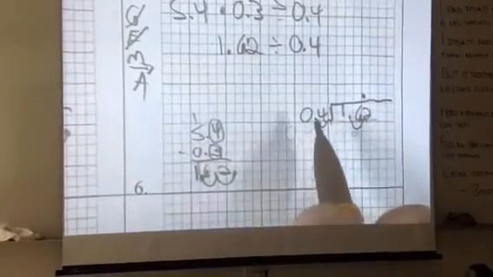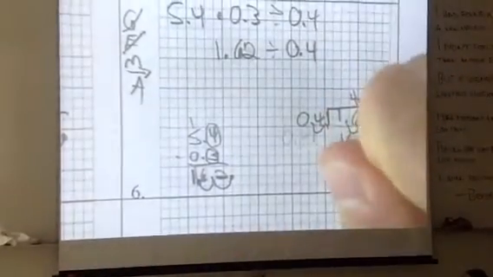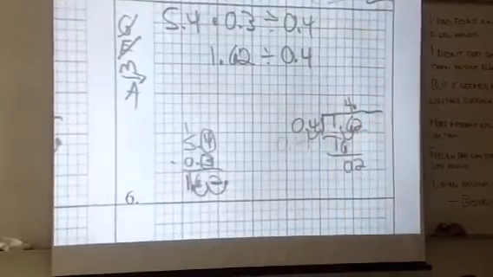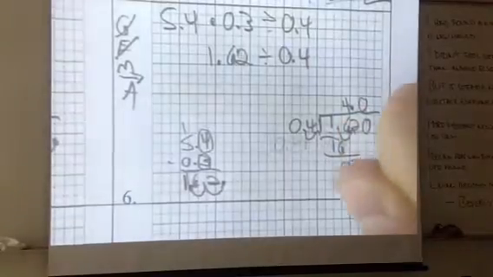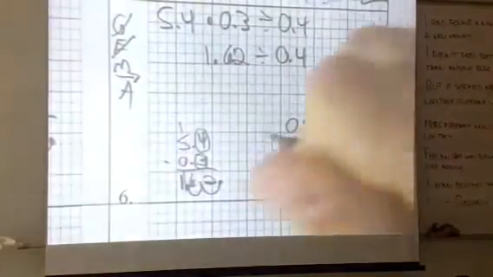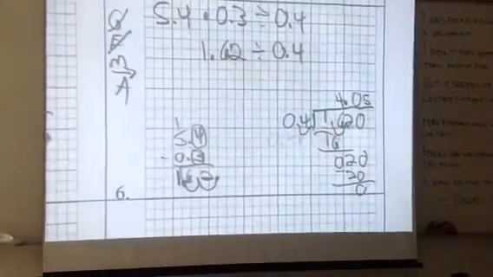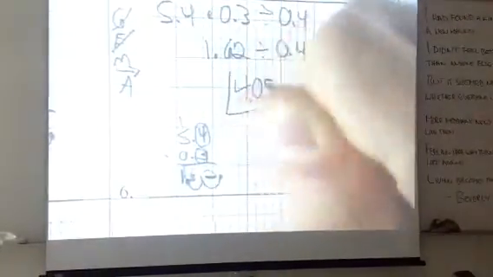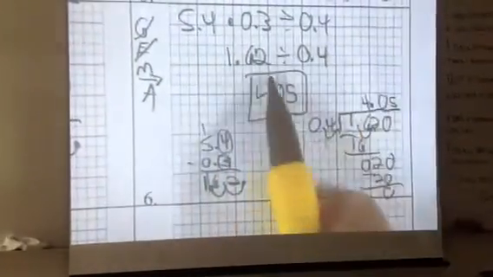So now I just want to see how many times 4 will go into 16. 4 will go into 16 4 times. 4 times 4 gives me 16. 16 minus 16 gives me 0. Bring down the 2. How many times will 4 go into 2? None. So I need to add a 0. Now, how many times will 4 go into 20? 5. 5 times 4 gives me 20. And I'm done. So that's 4 and 5 hundredths. So again, what I'm doing is I am just multiplying and dividing from the left to the right.